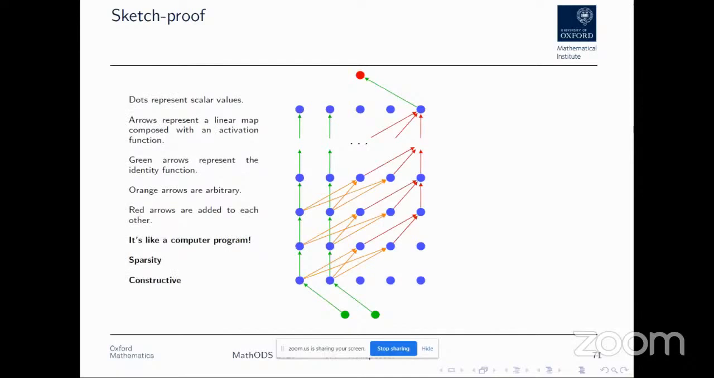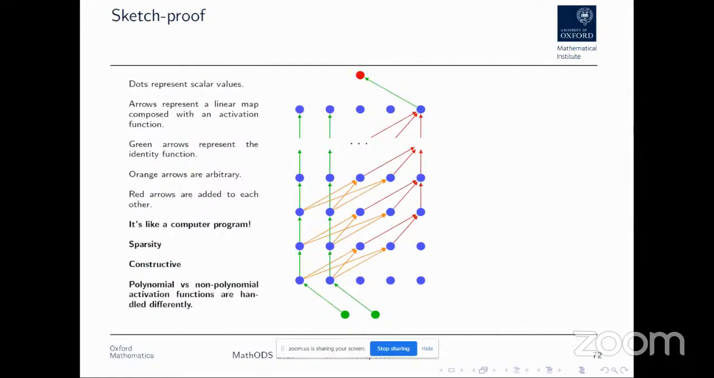Next up, constructive. I'm not going to spend too long on this, but obviously this is just a sketch proof, but the actual proof is constructive. We can, in principle, write down the neural networks that are going to do the job. And something I've also touched on briefly is that polynomial and non-polynomial activation functions we actually have to prove separately, because a non-polynomial one is super easy to prove. It's just the classical case, turn it sideways. But for the polynomial one, you have to start from scratch.